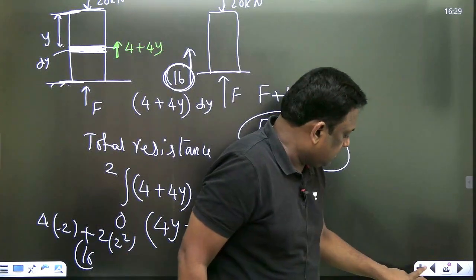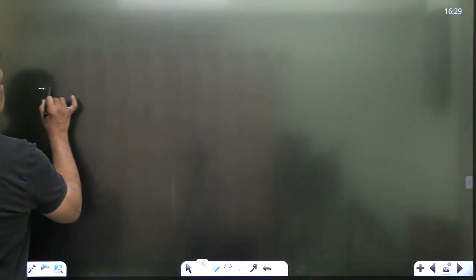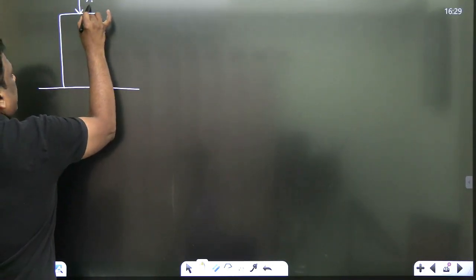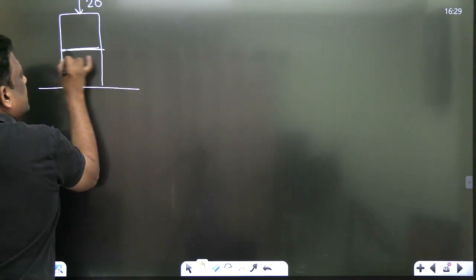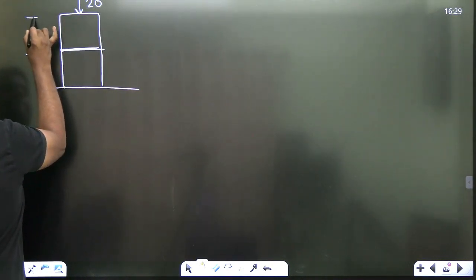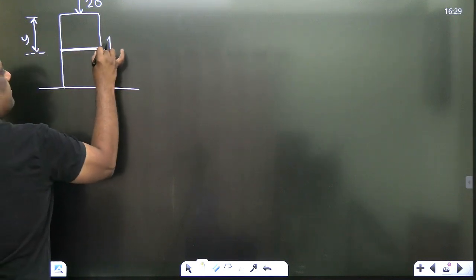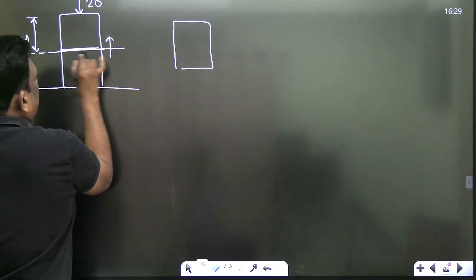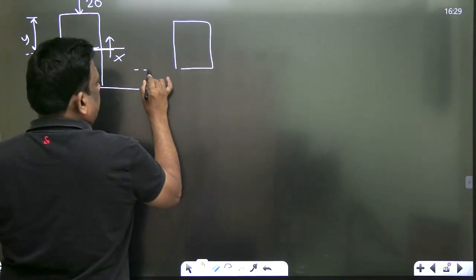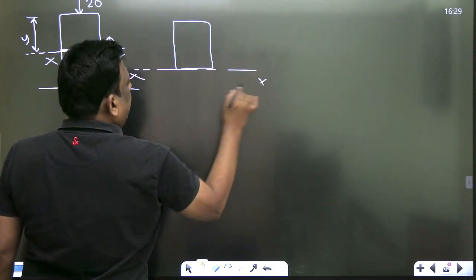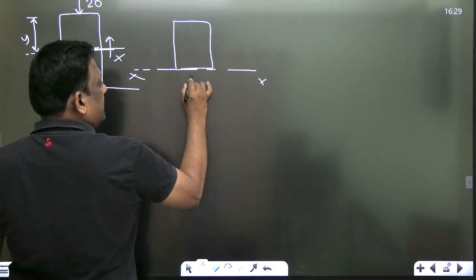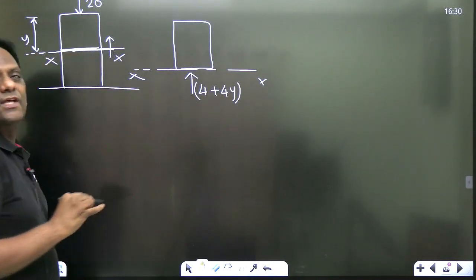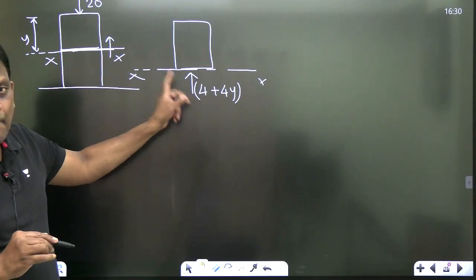I will tell you, sir. Such questions can be asked. Be careful. Let us take this force, 20 kilonewton, at any distance y. What is the resistance? We will take only this section, I will cut this section XX and take it. And there is a soil resistance, how much is it, sir? There is a soil resistance 4 plus 4y, correct? 4 plus 4y is the soil resistance per meter, into dy.